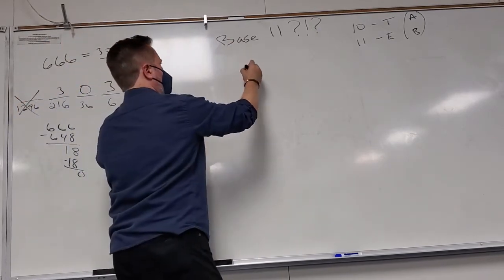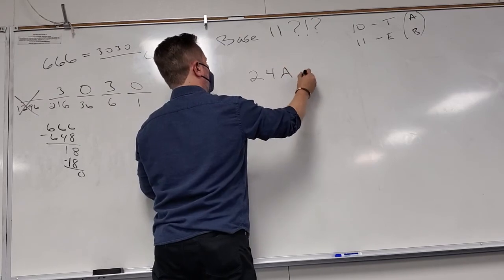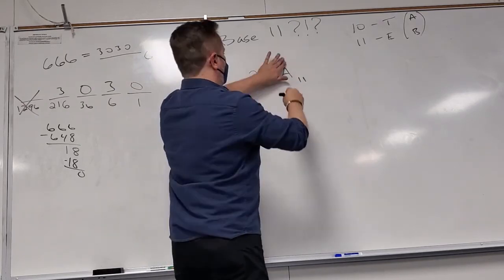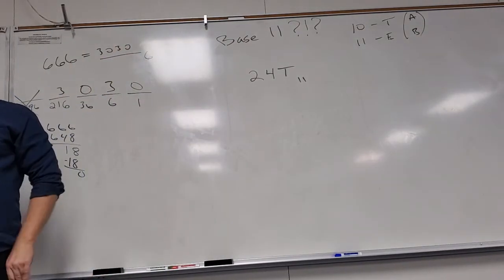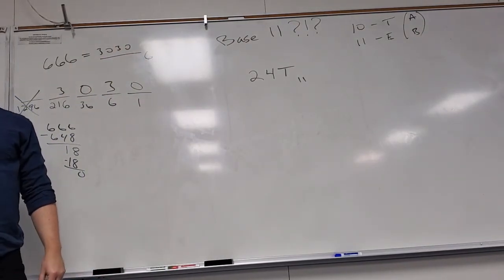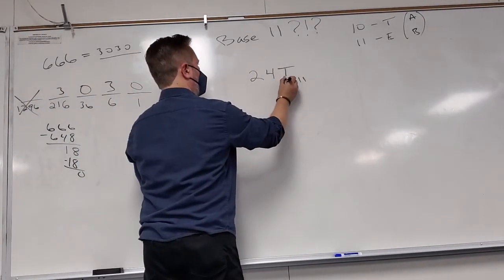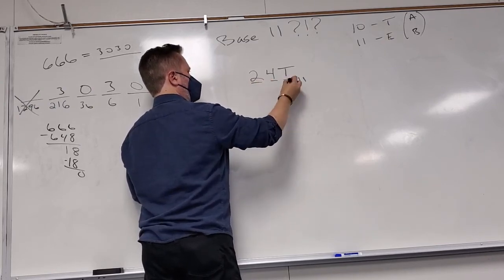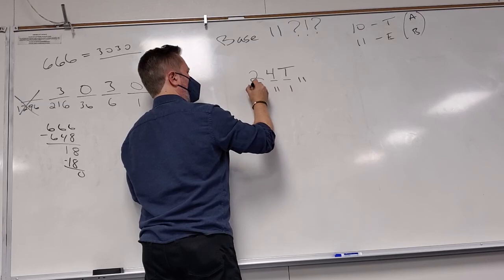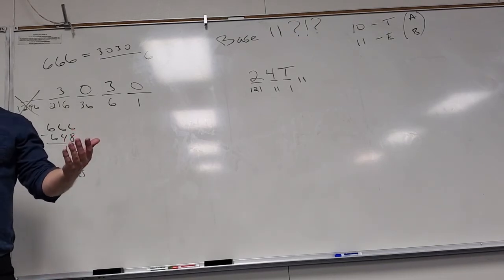If I have a number like 24A, base 11. Let me use their notation: 24T, base 11, right? 24T. What are the places involved? Ones, 11s, 121s, right? And this works the same way.